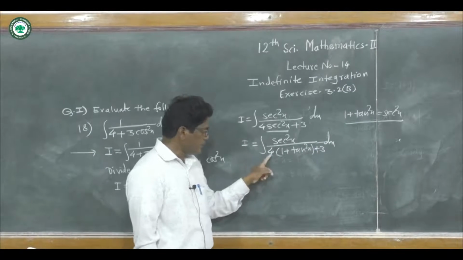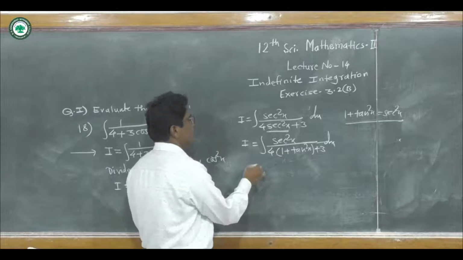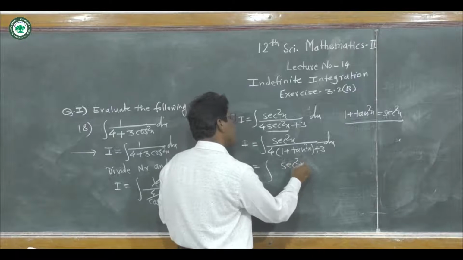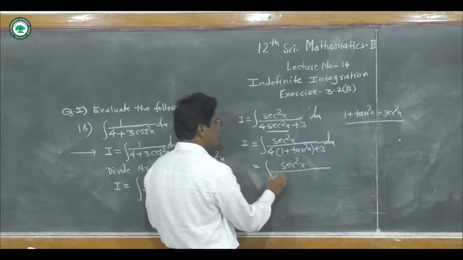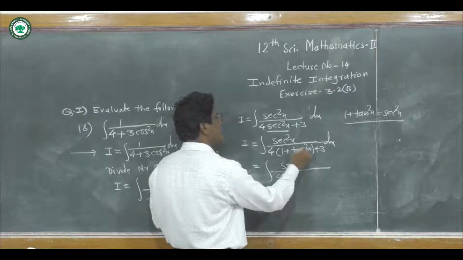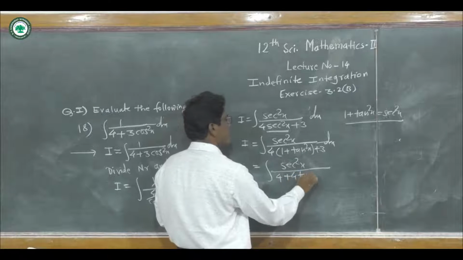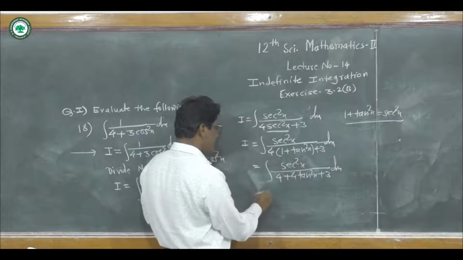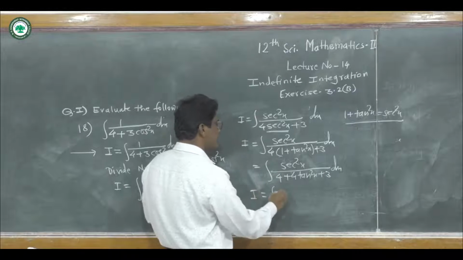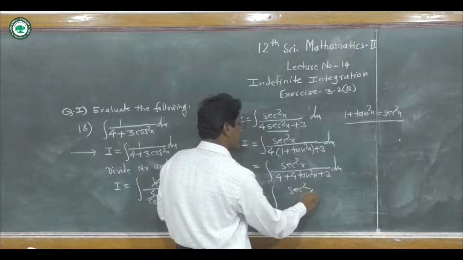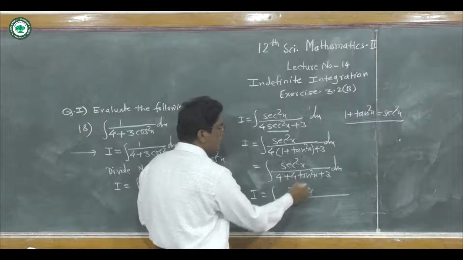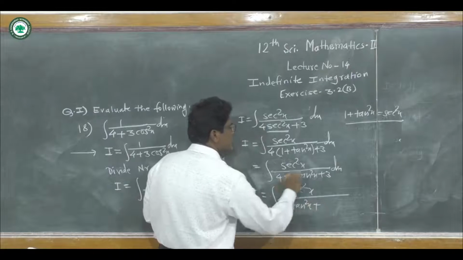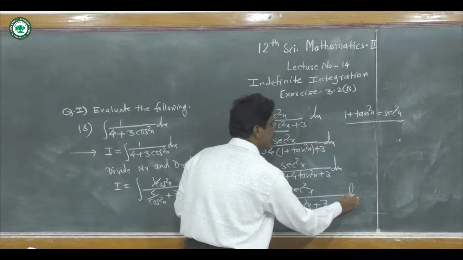Now here multiply by 4 inside the bracket, and so it is equal to integration of sec square x divided by 4 into 1, that is 4, plus 4 into tan square x, 4 tan square x, and plus this 3 dx. Now here we write this is equal to integration of sec square x divided by 4 tan square x plus this 4 and 3, 7 dx.